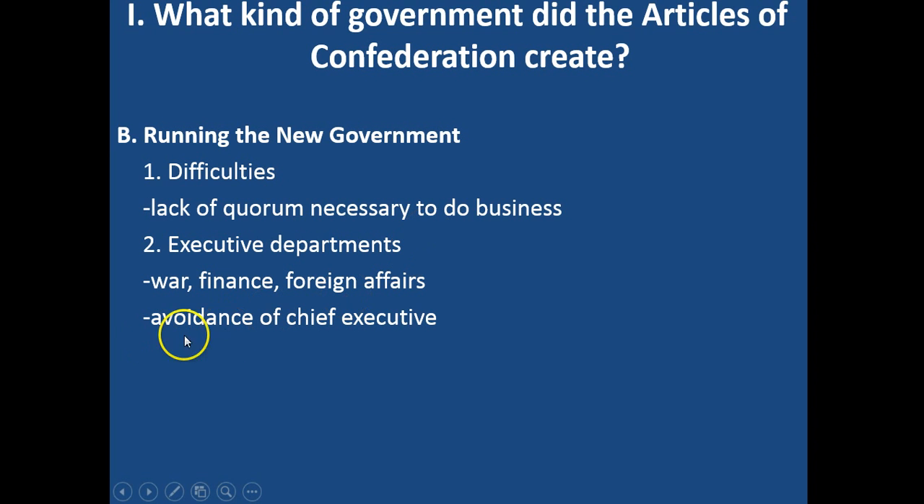Articles of Confederation did not have a chief executive power. Did not have, in other words, a president did not exist. Because of the experience with King George, they didn't want to have a super powerful king or king type figure as part of the government.